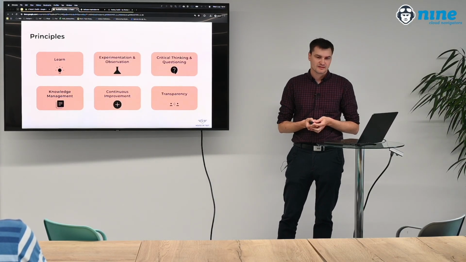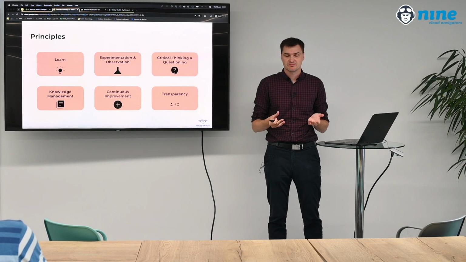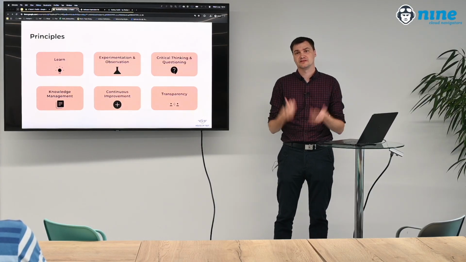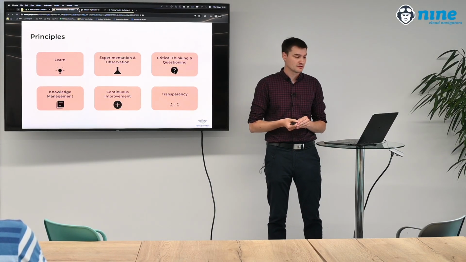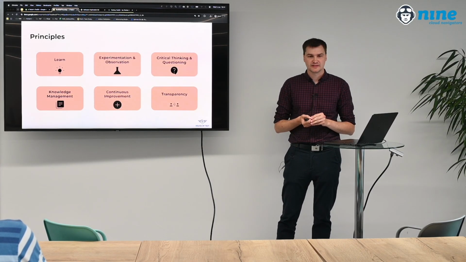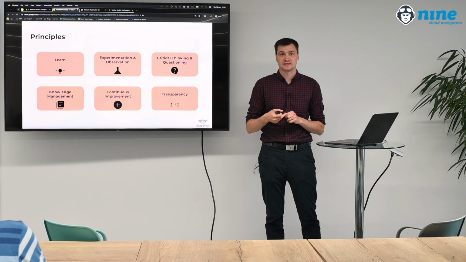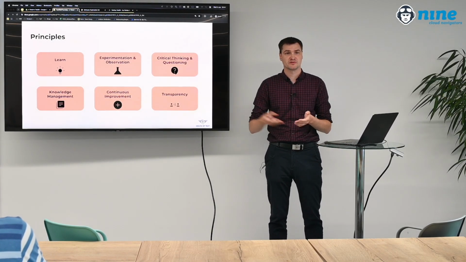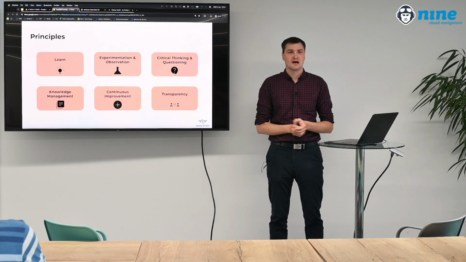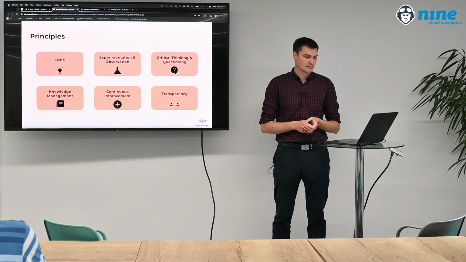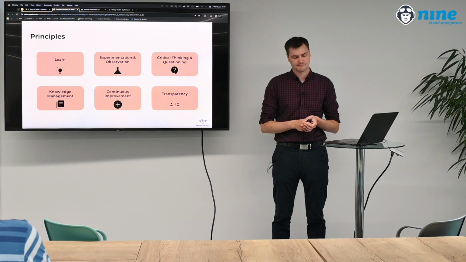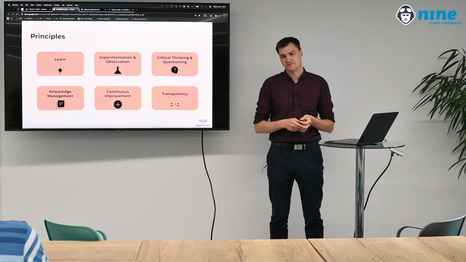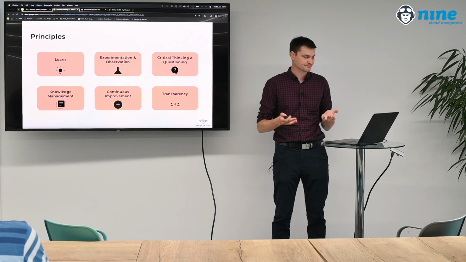Continuous improvement, like improving the development process, improving the way we work by ourselves. And transparency, like being honest about the state of our service or product, being honest about what we know and what we don't know, what we assume. I think these are really good and important principles if we want to work with the toolkit.